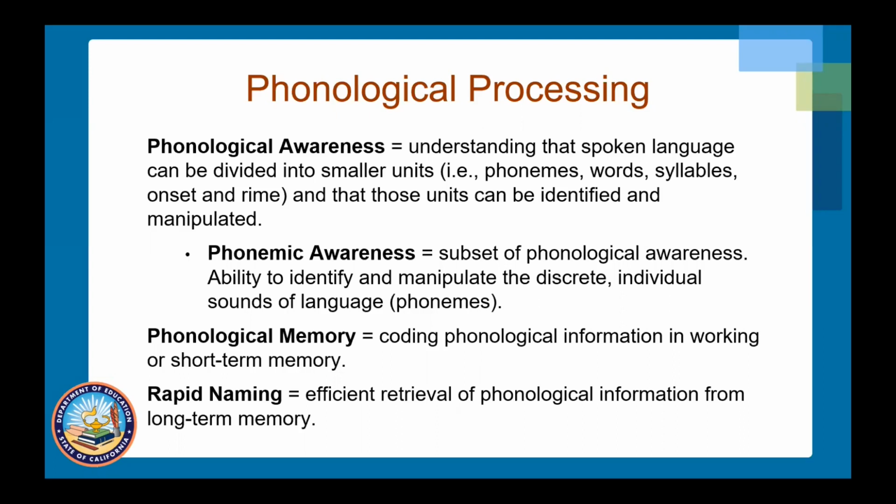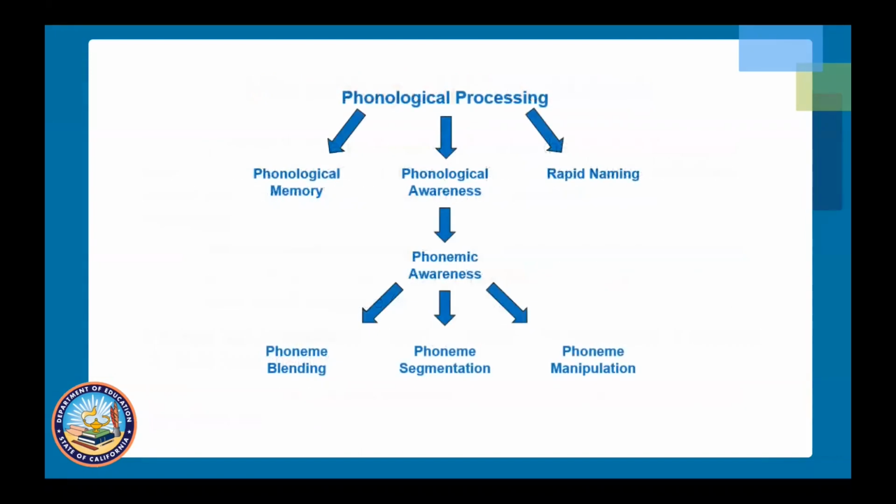Rapid naming, or the efficient retrieval of phonological information from long-term memory, is another component of phonological processing. Examples of rapid naming include the ability to quickly name digits or letters or colors when you see them.